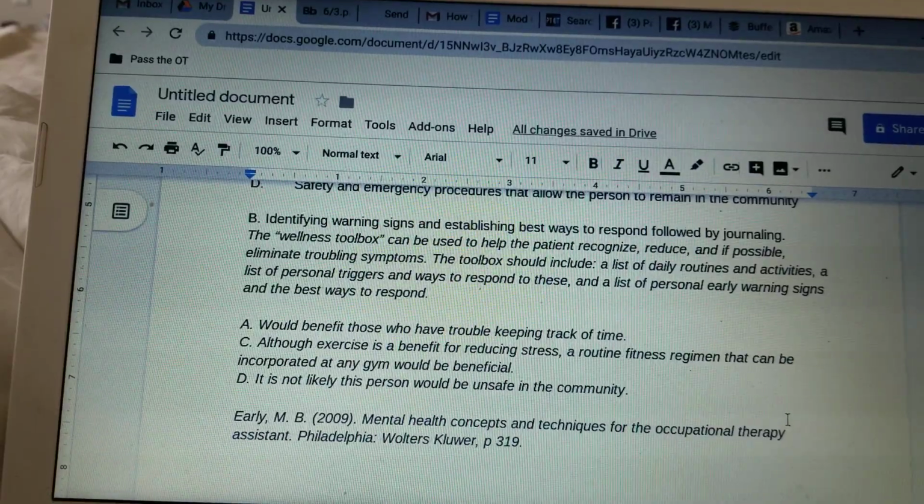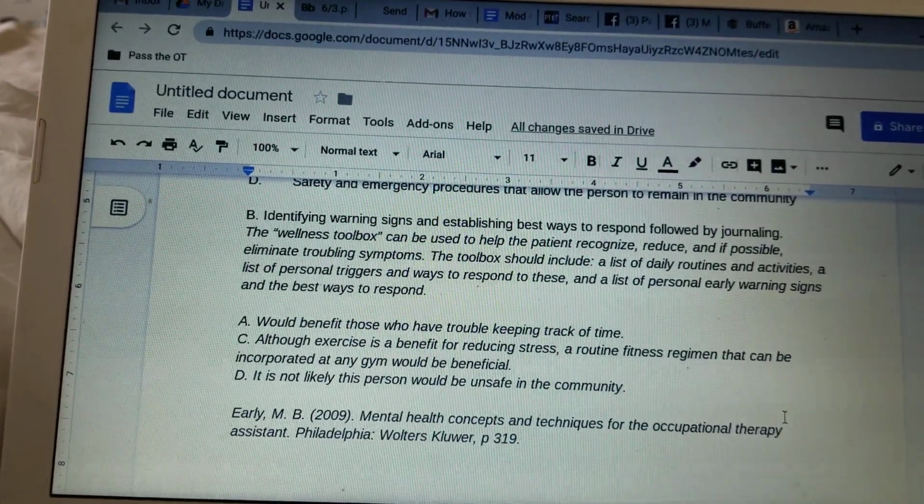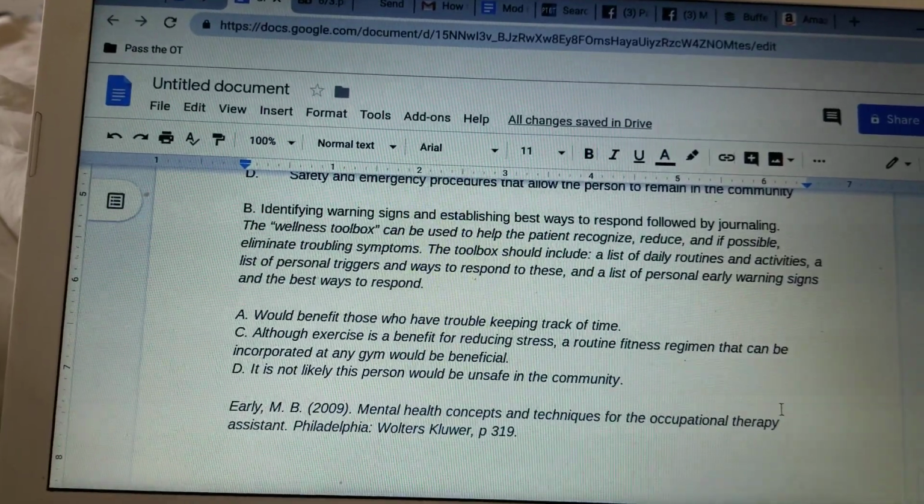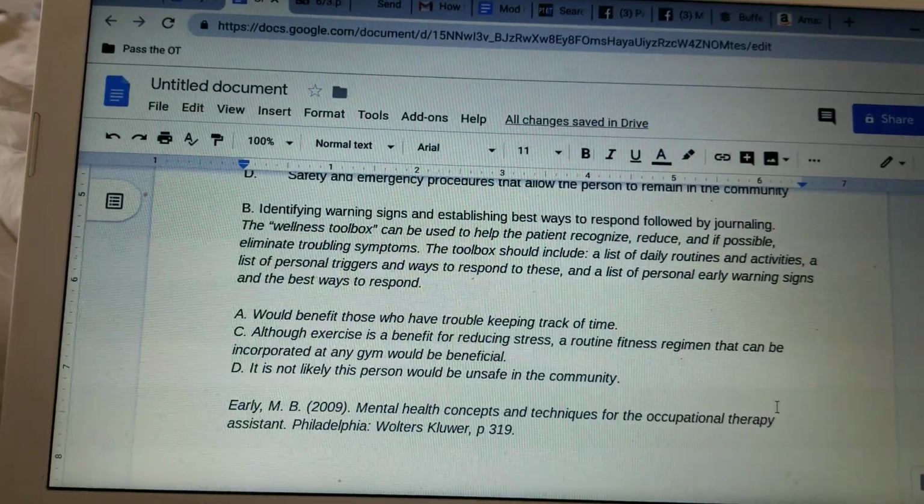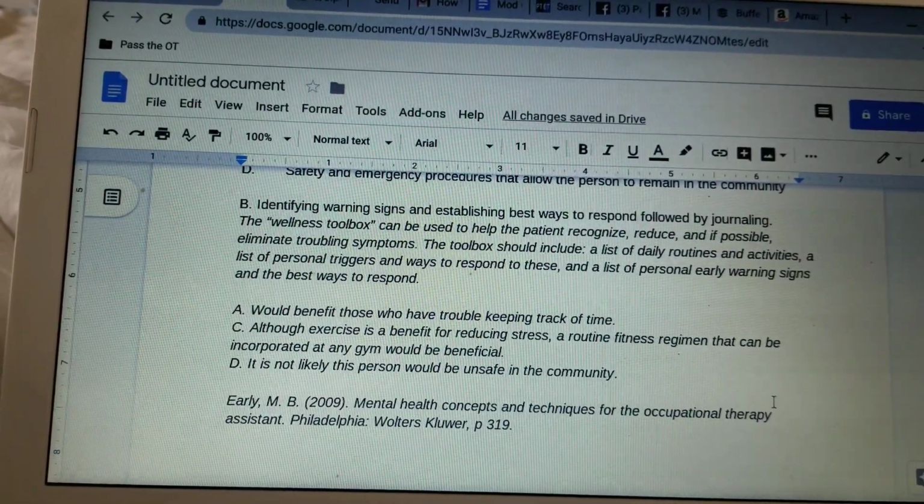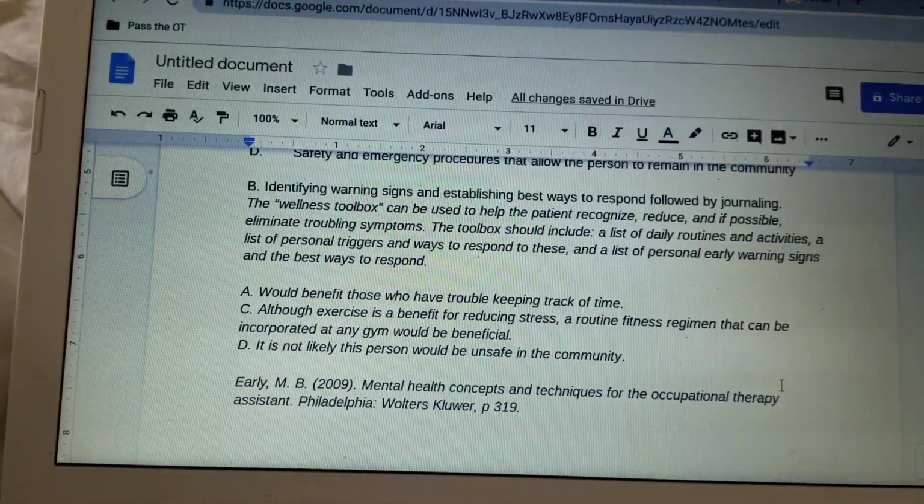The wellness toolbox can be used to help the patient recognize, reduce, and, if possible, eliminate troubling symptoms. The toolbox should include a list of daily routines and activities, a list of personal triggers and ways to respond to these, and a list of personal early warning signs and the best way to respond.